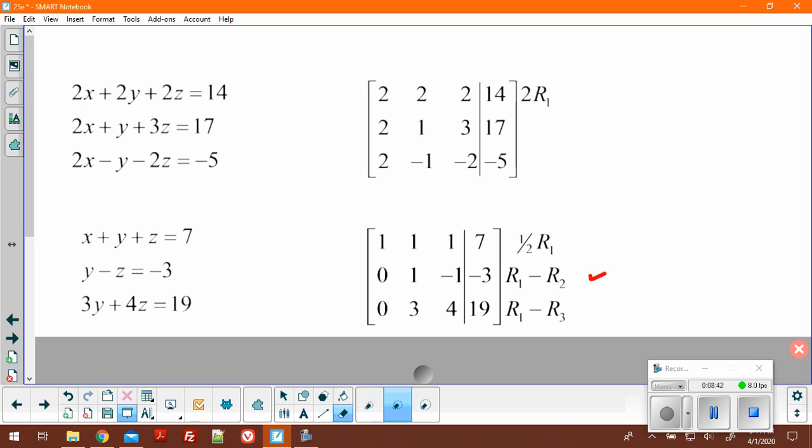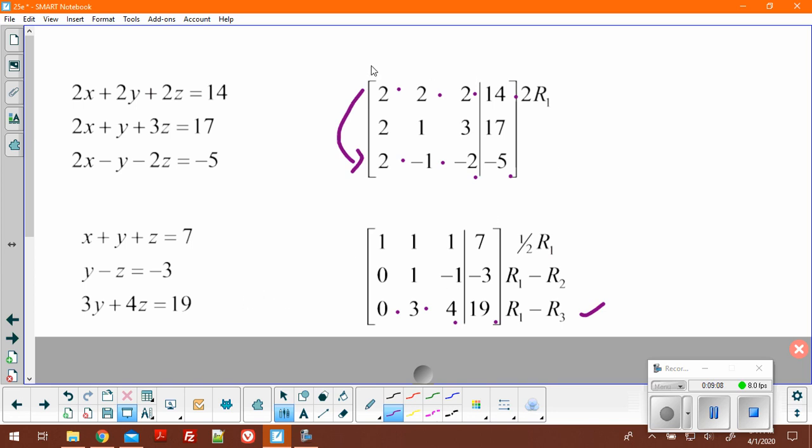I did the same thing on the bottom. Row 1 take away row 3. So I did 2 minus 2 gives me 0. 2 subtract -1 gives me 3. And 2 subtract -2 gives me 4. Finally, 14 subtract -5 gives me 19. And that's how I got that row there.